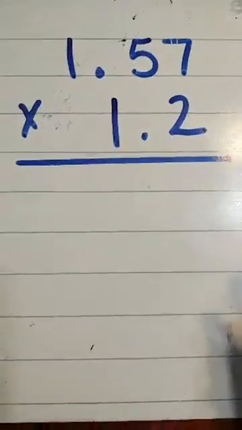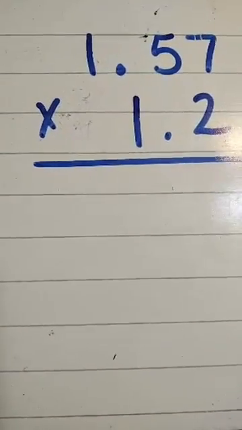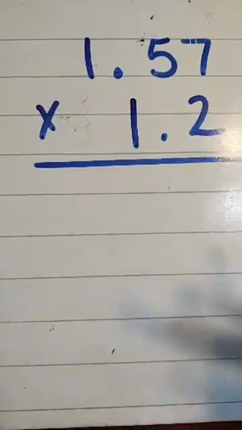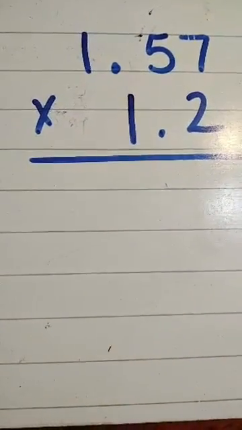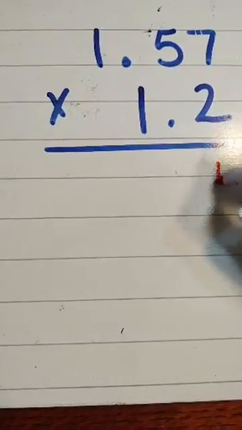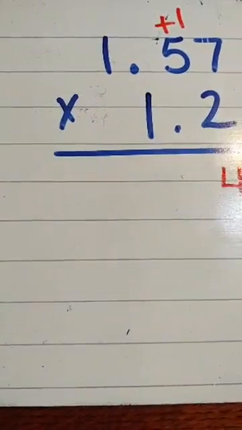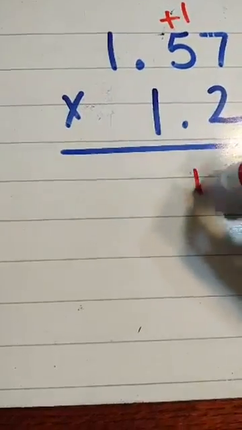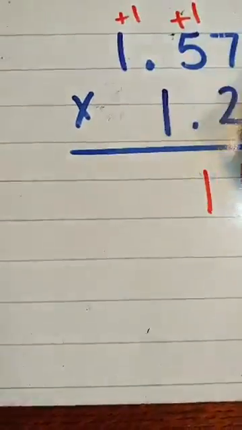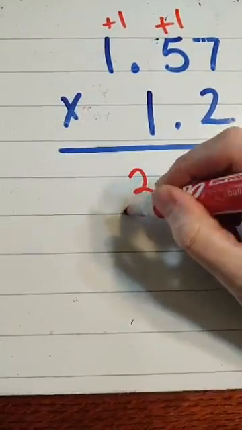Okay, let's try another. All right, we're getting a little more hard with our multiplication, but let's give it a shot. So let's forget about the decimals for now, and let's just multiply. 2 times 7, 14. 2 times 5, 10 plus 1, 11. 2 times 1, 2 plus 1, 3.